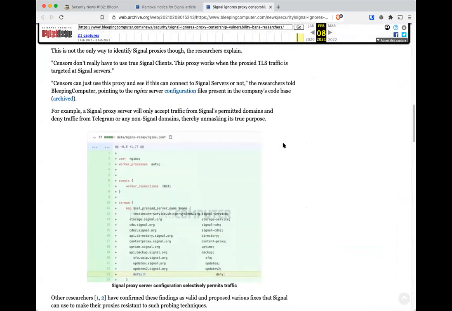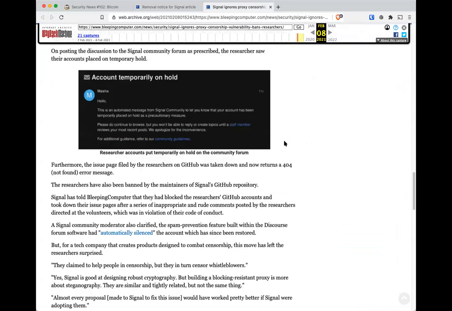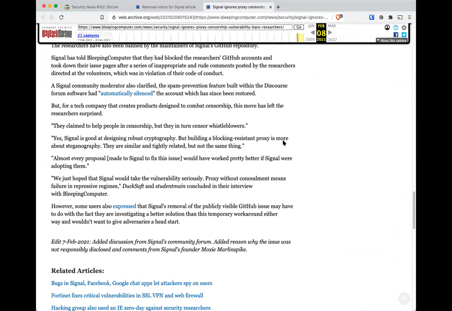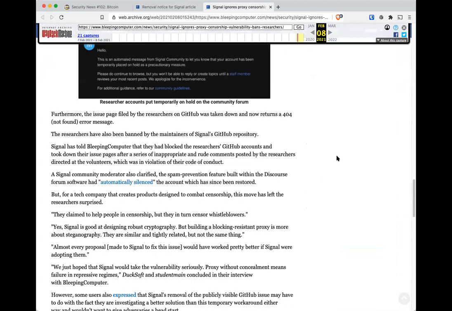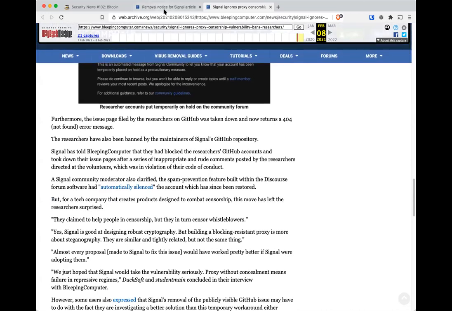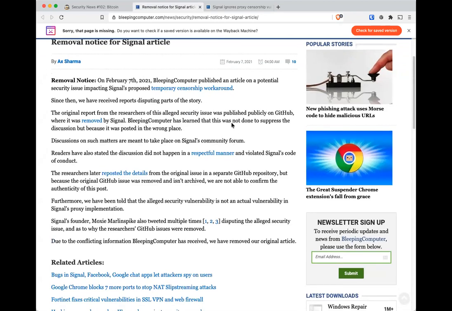Right. So you can see the original article. Yeah, on the Wayback Machine already. And yeah, according to Moxie, they didn't do it in a respectful manner or through the right channel, so they were automatically silenced. And yeah, well, Computer took out their original article.